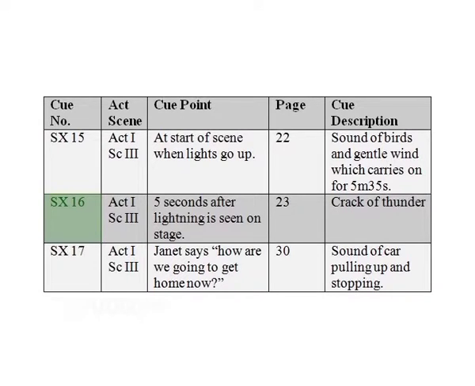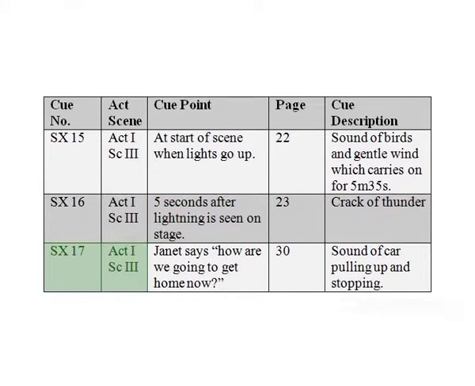SX16 is the cue number and the act and scene is act 1, scene 3. We have 5 seconds after lighting is seen on the stage. Now it is given on page 23 of the script, and here the crack of thunder is the cue description.